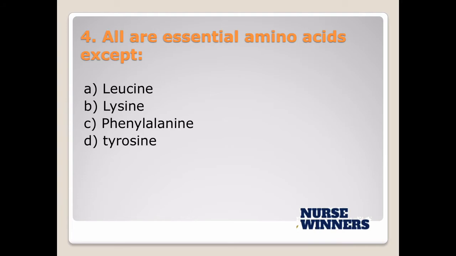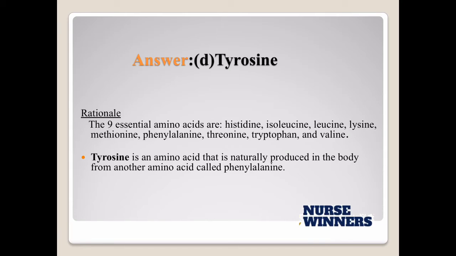Fourth question. All are essential amino acids except options: A. Leucine, B. Lysine, C. Phenylalanine, D. Tyrosine. The right answer is option D. Tyrosine. Rationale. The 9 essential amino acids are histidine, isoleucine, leucine, lysine, methionine, phenylalanine, threonine, tryptophan and valine.